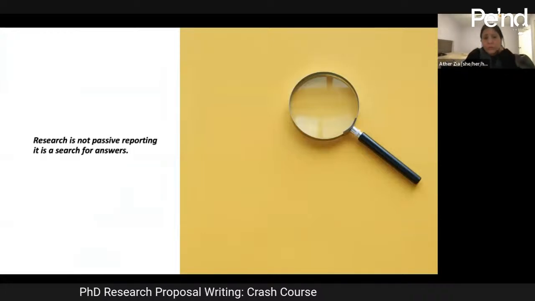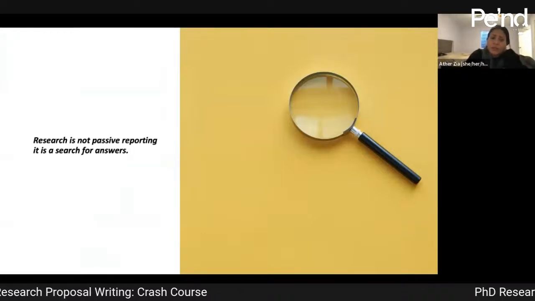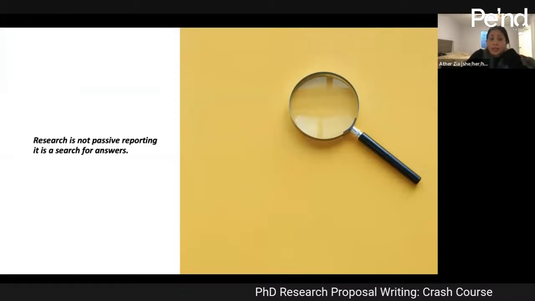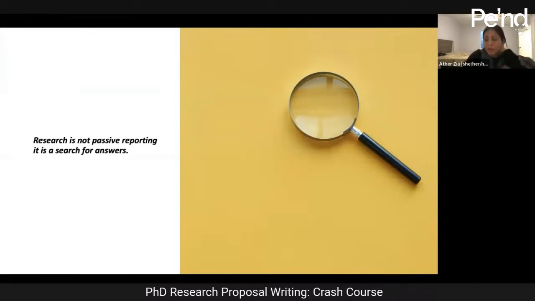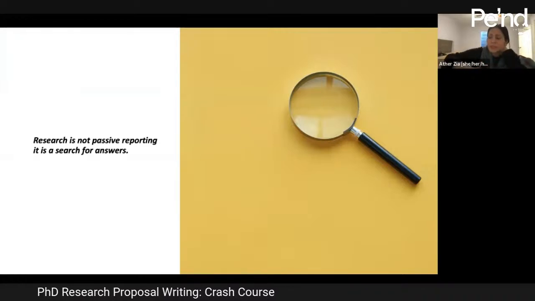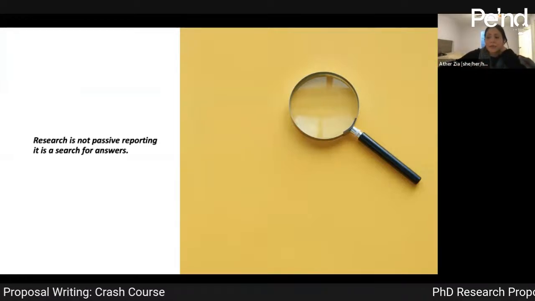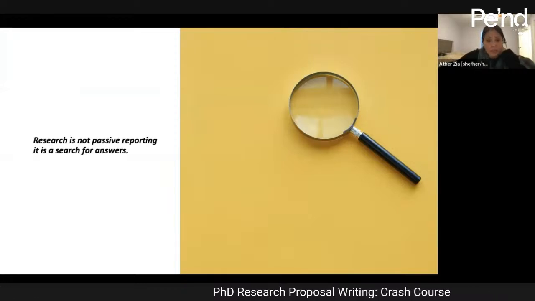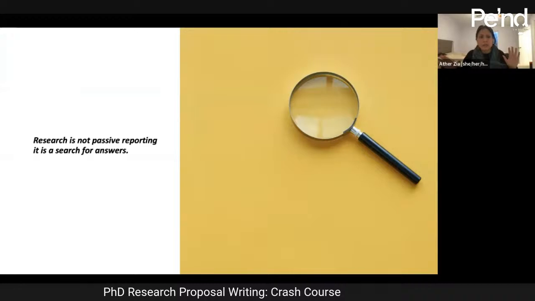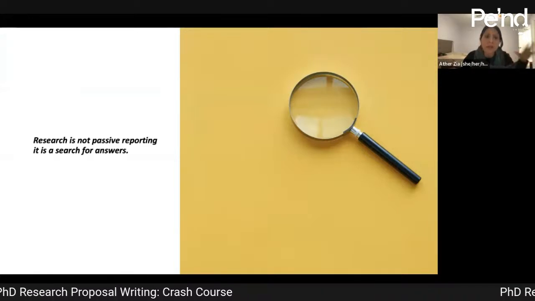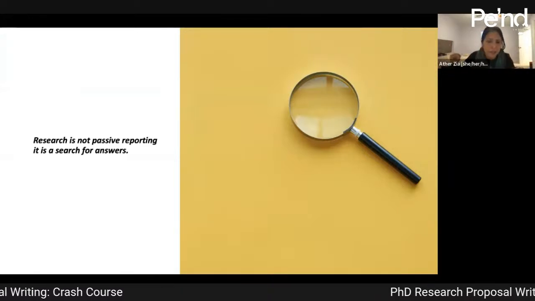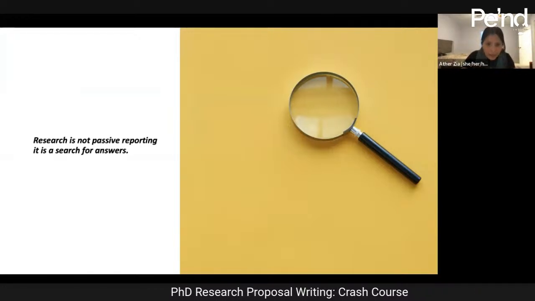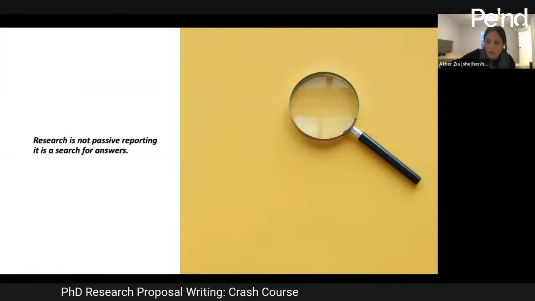And the other thing you have to remember, while you're looking for your topics, is that research is not passive reporting. It's a search for answers. These answers are sometimes very original, and sometimes they're just repeating what others have said. So there's no stress. You can say, hey, someone has said this, I want to say this again, but in my region. It can be that also, but it's not just passive reporting, it's very active. Which is why you're looking for these questions.